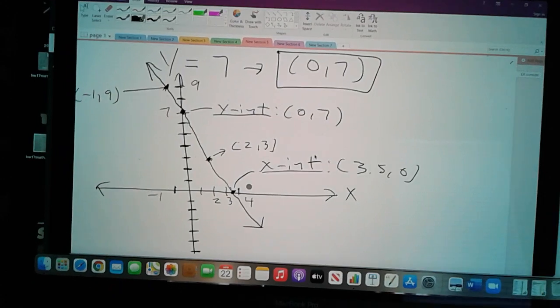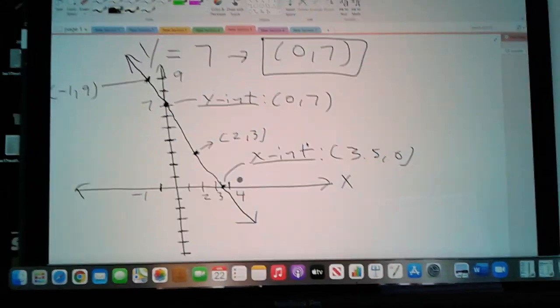Okay, so let's look at an application problem involving lines.